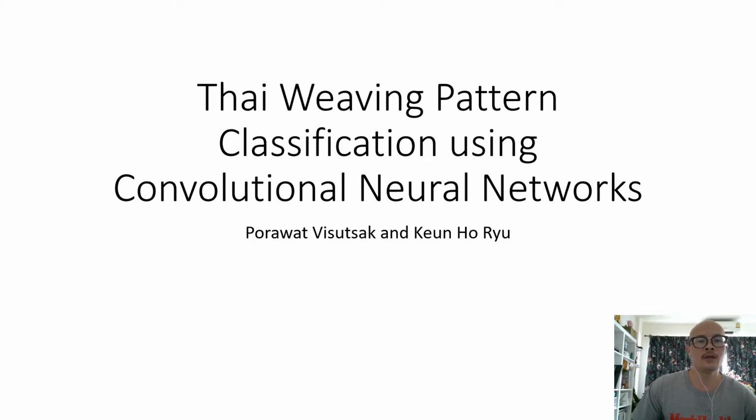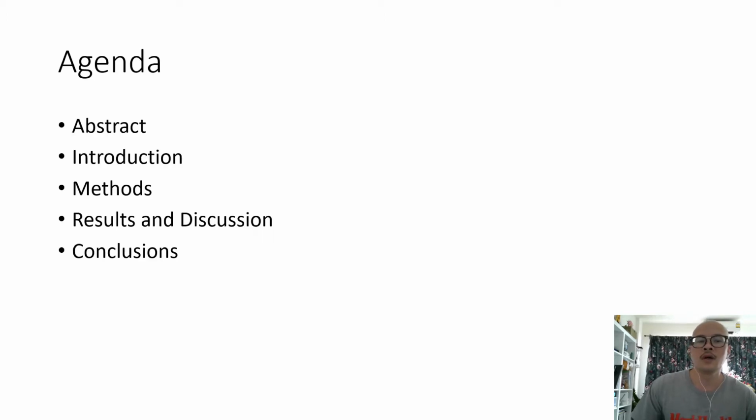Paper ID number 42, Thai Weaving Pattern Classification using Convolutional Neural Networks. The agenda has 5 topics. The first one is abstract, followed by the introduction, methods, results and discussion, and it will end with the conclusions.